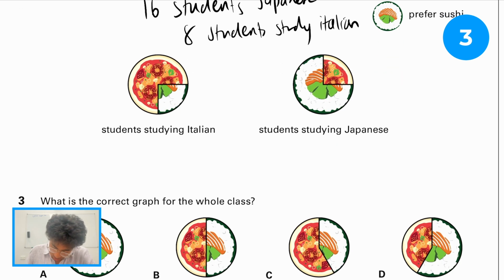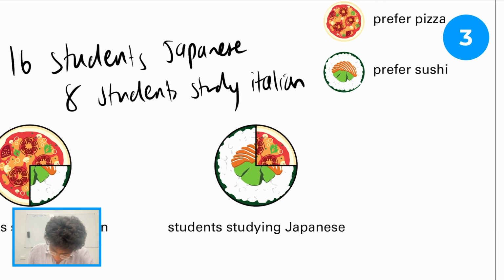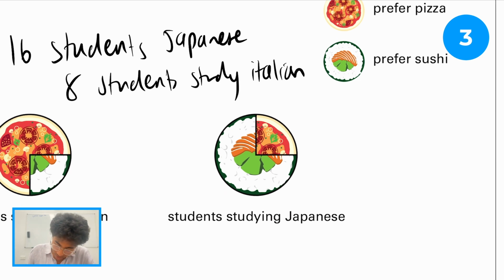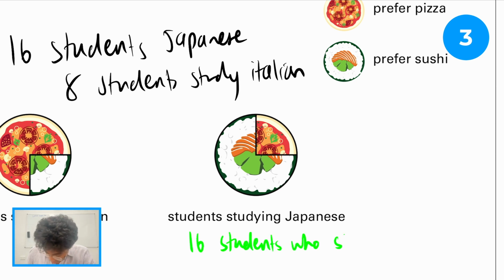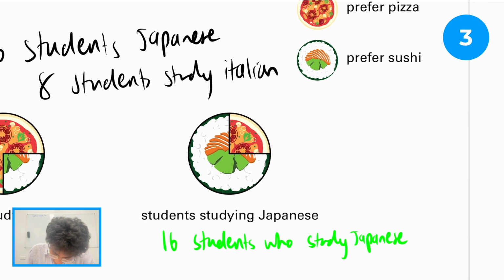So let's look. The number of students studying Japanese. So we have 16 total students, right? I'll use different colors to show Japanese versus Italian. So we have 16 students who study Japanese. Of the students who study Japanese, let's see. See how this is split up into quarters?